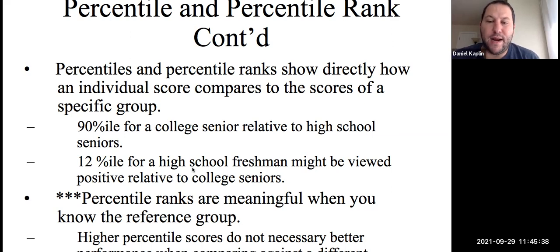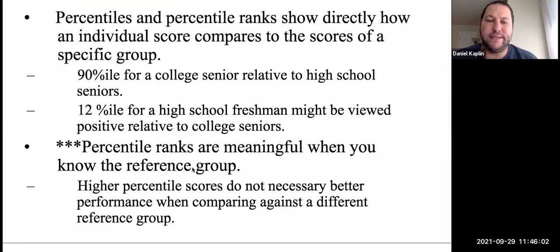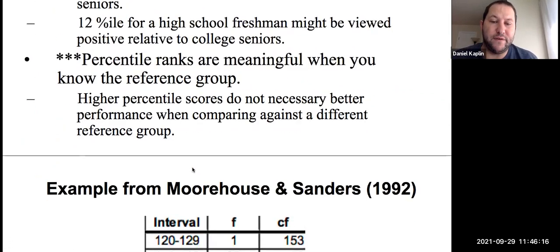Whereas if we were to flip it around and we had a high school freshman who was in the 12th percentile, in general, that sounds bad, but if I were to say relative to college seniors, now we're looking at them and saying, oh, not bad, because high school freshman relative to college senior, there's 8 more years of schooling. So long story short, when we talk about percentile ranks, it's very, very important to know who the reference group is, because the number in and of itself may or may not be as impressive otherwise.